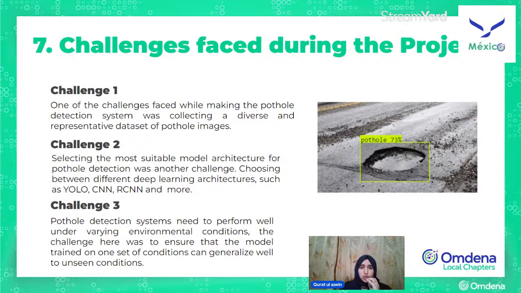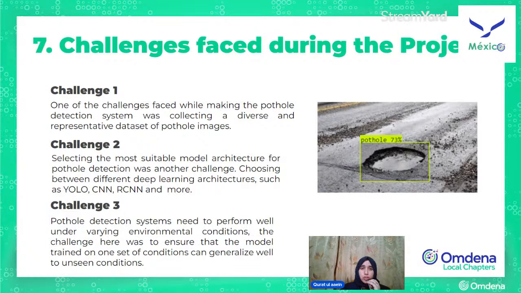Our second challenge was model architecture selection. Choosing the most suitable model architecture was very crucial for accurate pothole detection. The key deep learning architectures for object detection included various options like YOLO, which is a real time object detection model suitable for applications requiring speed. Second option was CNN, convolutional neural networks, that capture spatial information effectively and are widely used in computer vision. RCNN, region based convolutional neural networks, provide accurate localization and object detection.